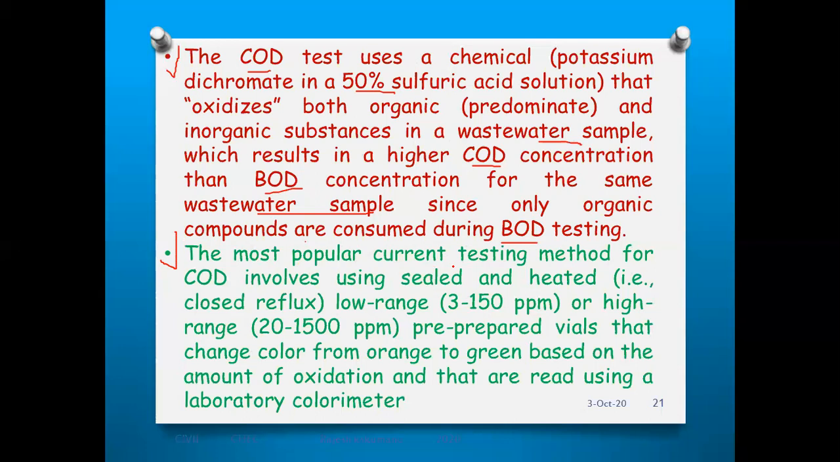The most popular current testing method for CBOD involves using sealed and heated pre-prepared vials that change color from orange to green based on the amount of oxidation, read using a laboratory colorimeter. So what it is saying here is that the current testing method for CBOD involves sealed and heated vials that change the color of the water from orange to green based upon the amount of oxidation present, measured in the laboratory colorimeter.